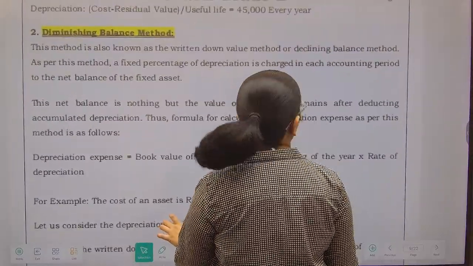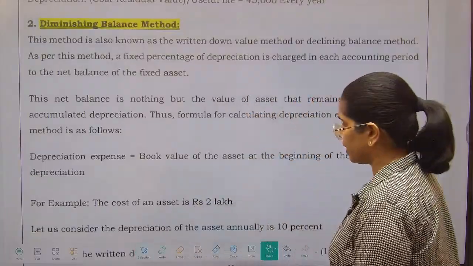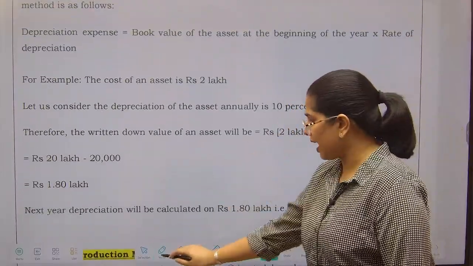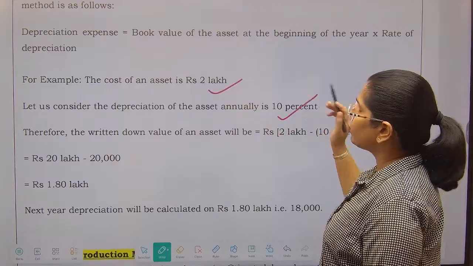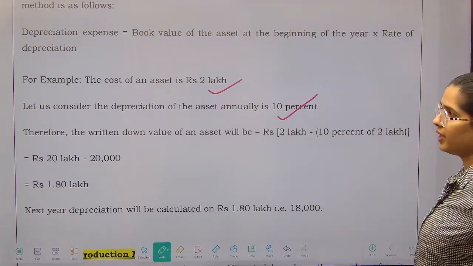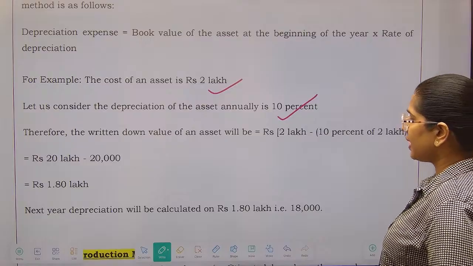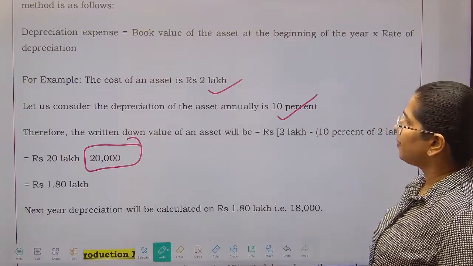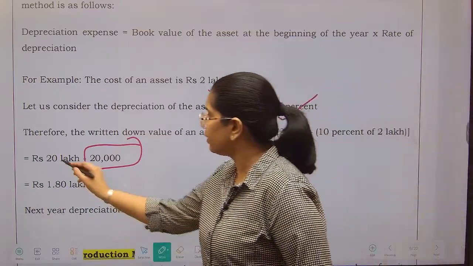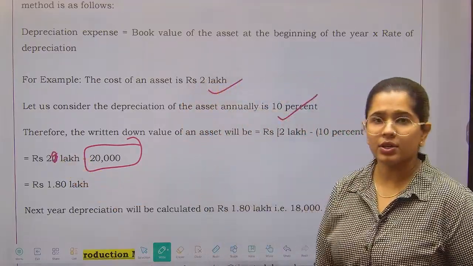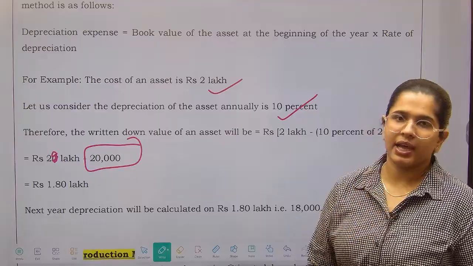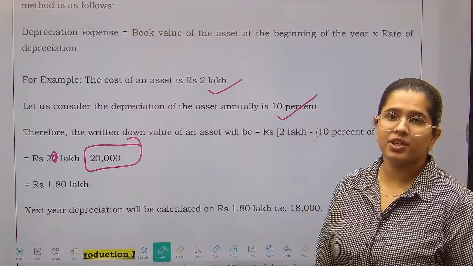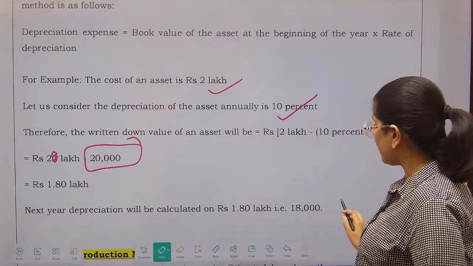Next we have the diminishing balance method, also called the written down value method. Here we will charge a fixed percentage. For example, let's suppose the cost of the asset is 2 lakh rupees. They have told me to charge depreciation at 10%. So in the first year, what is the depreciation that I'll be charging? 20,000. So 2 lakhs less 20,000. Now the written down value is 1,80,000. That means my asset will be represented at 1,80,000. In the next year, depreciation will be charged on 1,80,000 and it will come to 18,000.